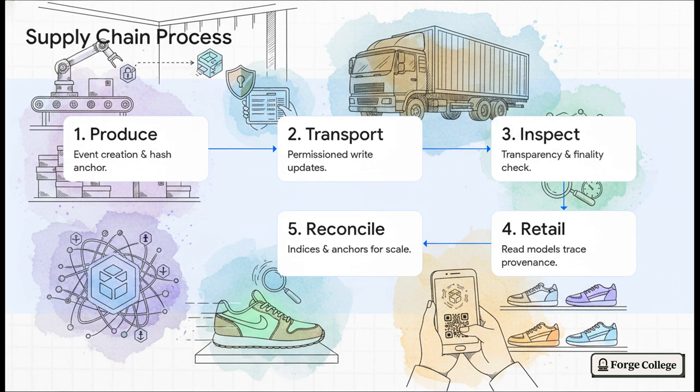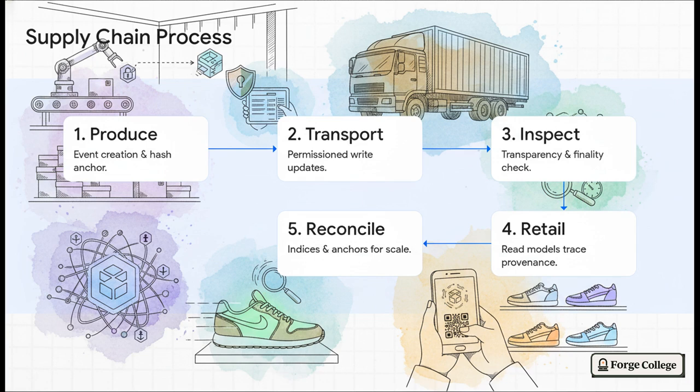In step 2, the transport company uses a permissioned write to update the custody log, meaning only authorized shippers can actually append this transit data. Step 3, a quality inspector approves a feature, relying on transparency and finality rules to determine exactly when that inspection is considered permanently valid. Step 4 brings us to the retail level, where read models allow consumers to query the ledger and verify provenance. Like, did these actually come from the artisanal factory?